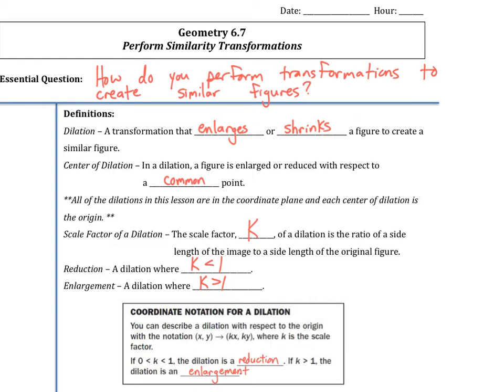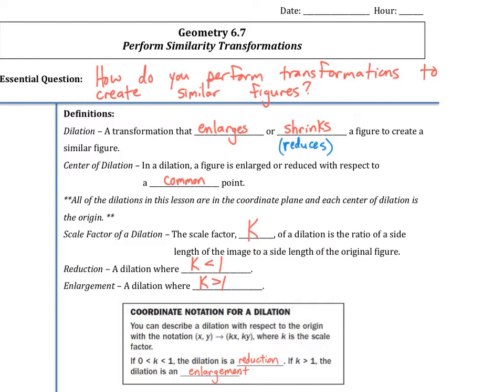The first one we're going to talk about is a dilation. A dilation is a transformation that either enlarges or shrinks a figure to create a similar figure. Shrinks, another word we'll use is reduces. The center of dilation: in a dilation, a figure is enlarged or reduced with respect to a common point. So every point's going to move, get bigger or smaller around a common point.